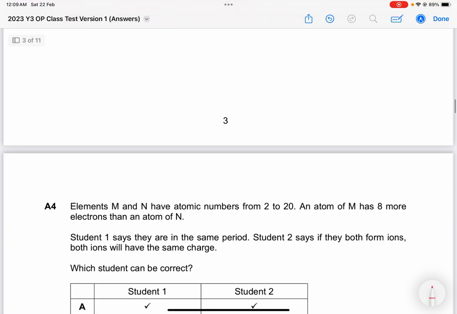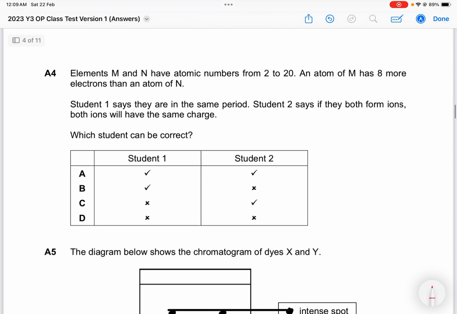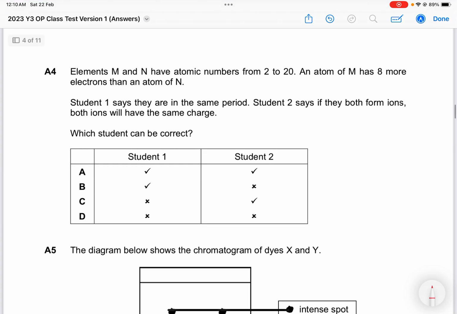Okay. Next one, A4. Elements M and N have atomic numbers from 2 to 20. Okay, atom M has 8 more electrons than atom N. So they say atomic number from 2 to 20, so it's from helium all the way to calcium. Okay. And atom M has 8 more electrons than atom N.